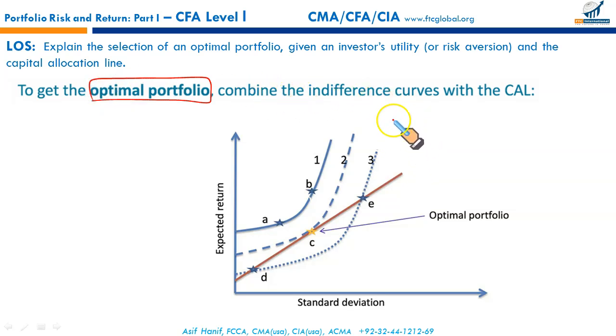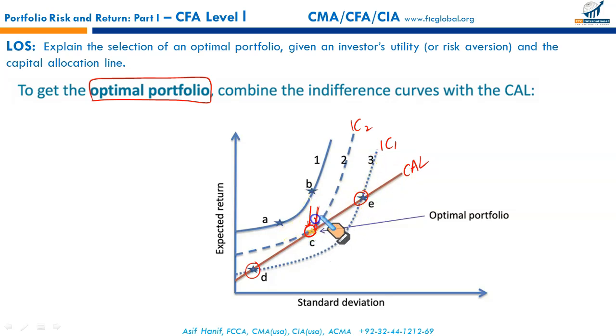Now, to get the optimal portfolio, we need to combine the indifference curves with the capital allocation line. Look at this. This is our capital allocation line, and it is intersecting indifference curve 1, and it is tangent to indifference curve 2, which means we have these three different portfolios. If we go for D, that is on the lower indifference curve, having lower utility. If you go for E, again, that will be on the lower indifference curve with lower utility. But look at this one. This portfolio is tangent to the higher utility curve, having higher satisfaction for the investor. So out of these, he will go for this one.